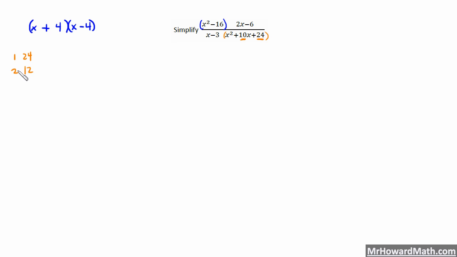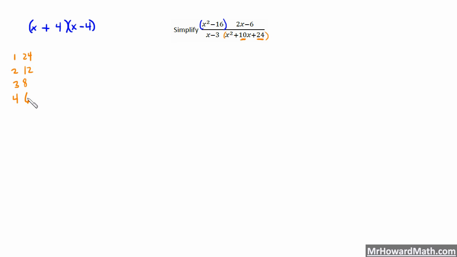Multiplies to 24 but would combine to either 14 or 10 depending on how the signs are set up. Next would be 3 and 8. Multiplies to 24 but would combine to either 5 or 11 depending on how the signs are set up. So next would be 4 and 6.